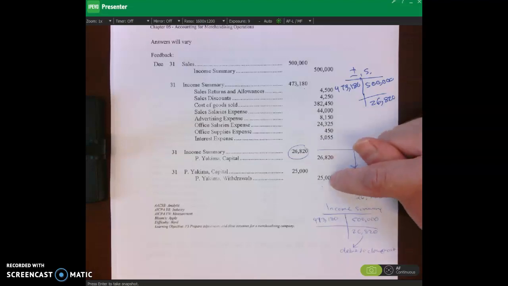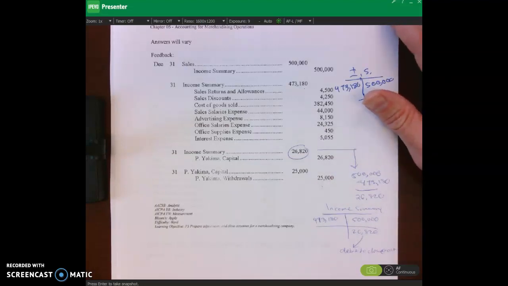Then my last journal entry is to close out the withdrawals account in the adjusted trial balance. We had withdrawals of $25,000. So it's a debit to capital, credit to withdrawals of $25,000, exactly like what we did back in chapter 4.